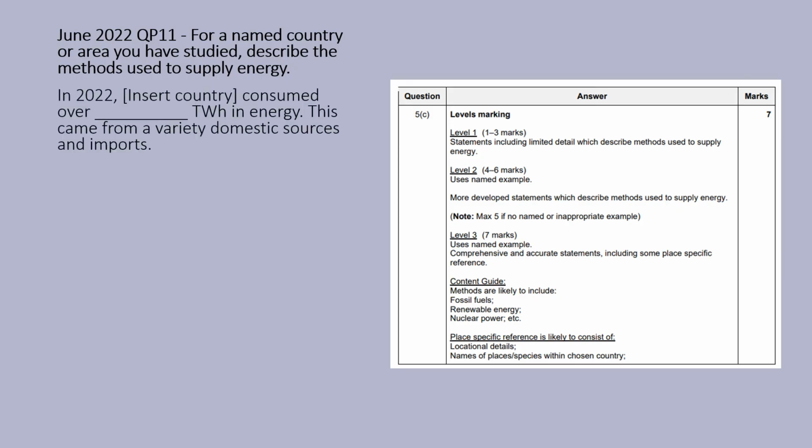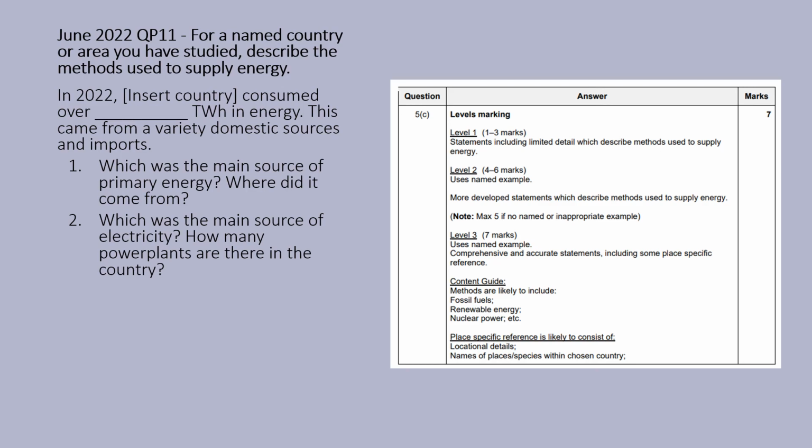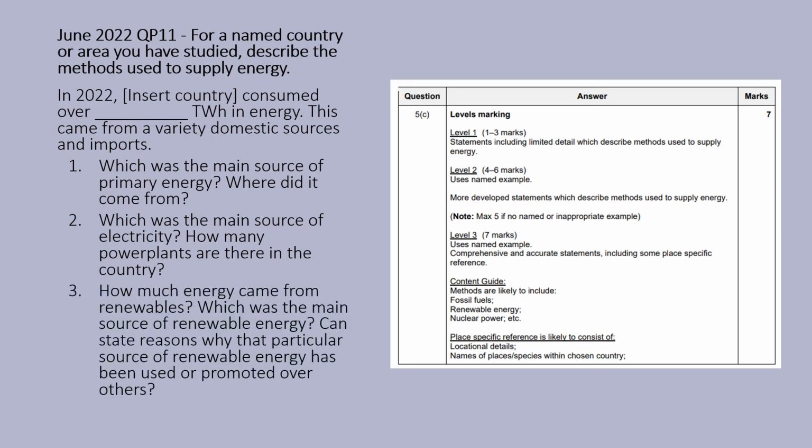In 2022, insert country consumed over X amount of terawatt hours in energy. This came from a variety of domestic sources and imports. So I'll go through about the main source of primary energy, and then main source of electricity, and then talk about renewable energy, and maybe consider nuclear energy. That's for the first one.